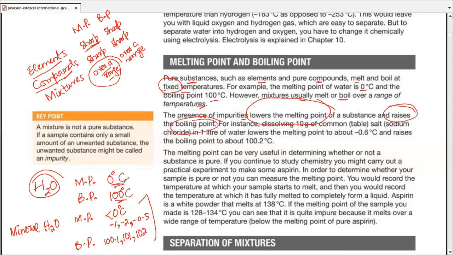Now, you might notice that for mineral water, the melting point never increased from 0, it decreased from 0. And boiling point, instead of getting decreased from 100, it actually increased from 100. So I used the same examples because I knew that the melting point is lowered, it decreases, and the boiling point is raised as soon as you introduce an impurity in water.